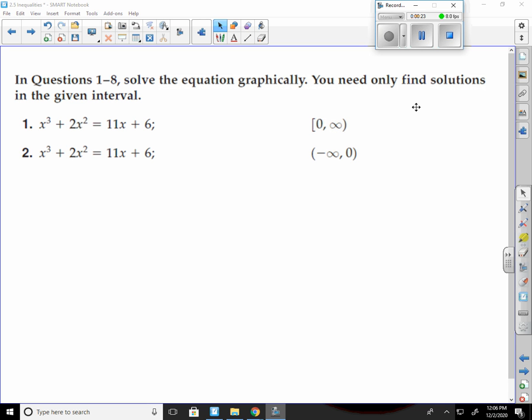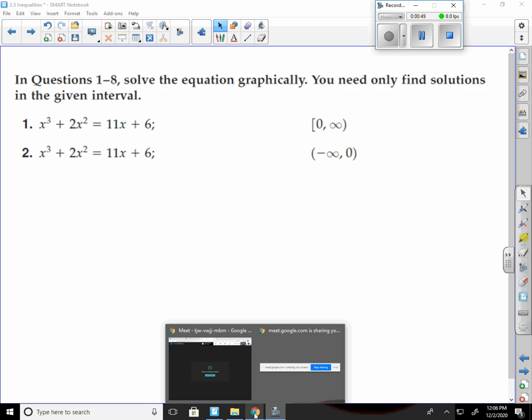If you'll recall, in section 1 it asked us to solve the equation graphically. So that's the first type of questions that we did. We needed to find the solutions in the given interval. So our interval was over here from 0 to infinity. As you may remember, 0 with a bracket around it means that it includes 0 and goes to infinity.